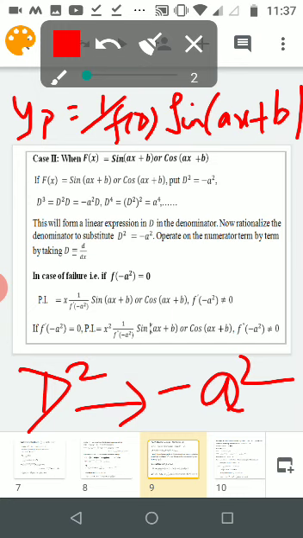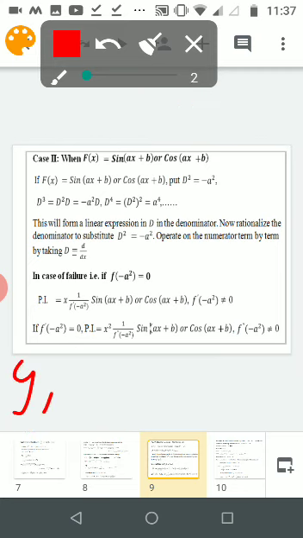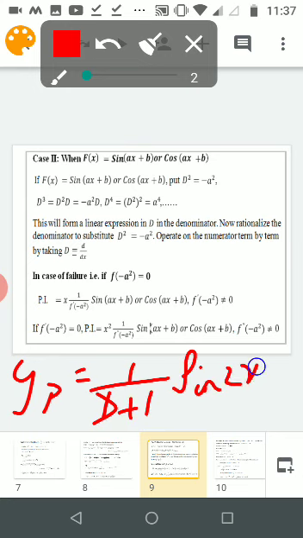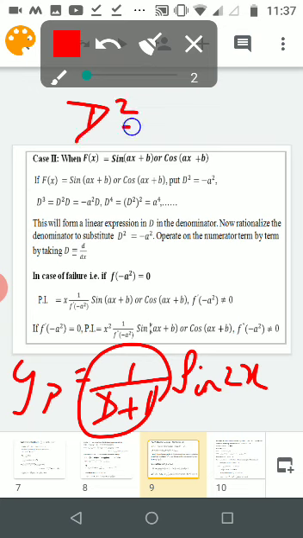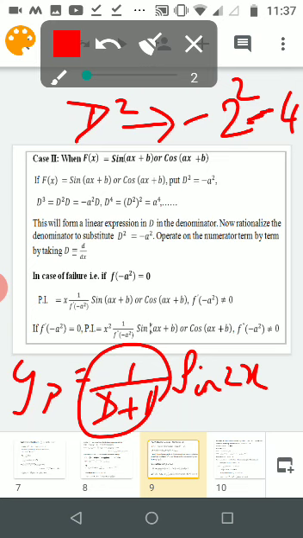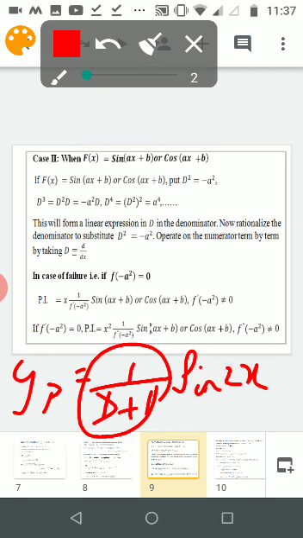So now this is what we'll do. Supposing I have yp is equal to 1 upon D plus 1 operated on sine 2x. Now we don't see a D square here, because my aim is to replace D square by minus 2 square, because it should be minus a square. So in other words, minus 4. I don't see that here, so I have to somehow bring a D square into the picture. So how do I bring a D square into the picture?